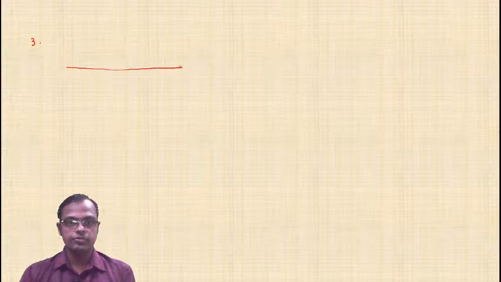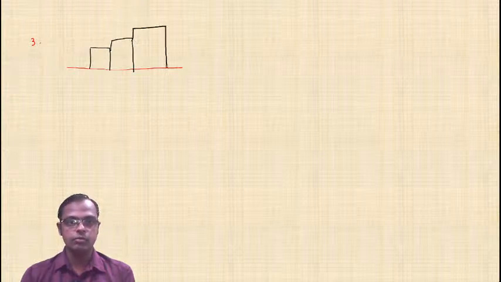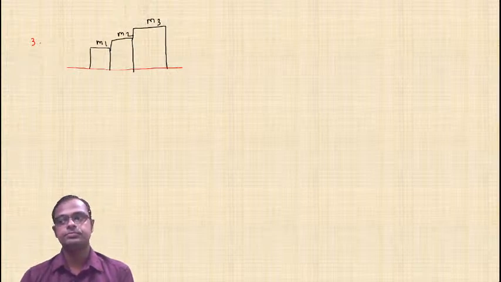Same topic, motion of bodies in contact. But just think, this is case 3. This is the surface. There are not only two bodies; we are considering here three different bodies. Say the first one is M1, the second one is M2, the third one is M3.